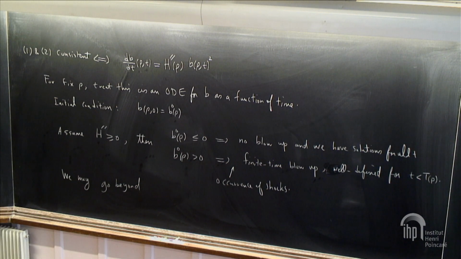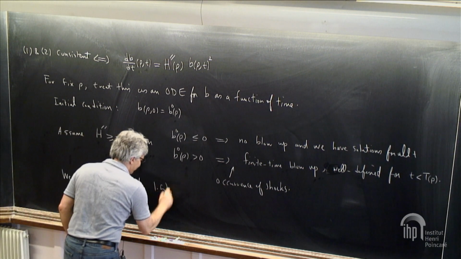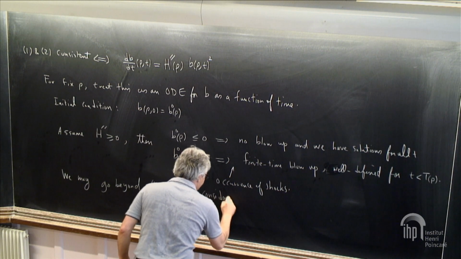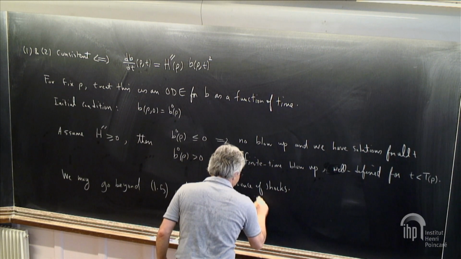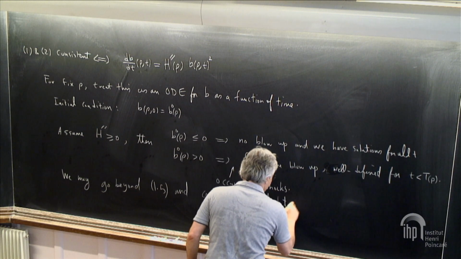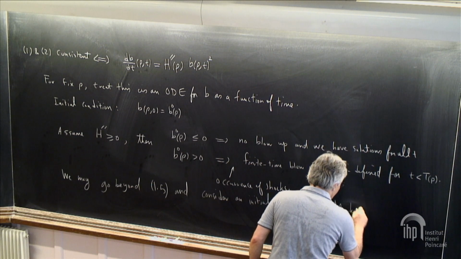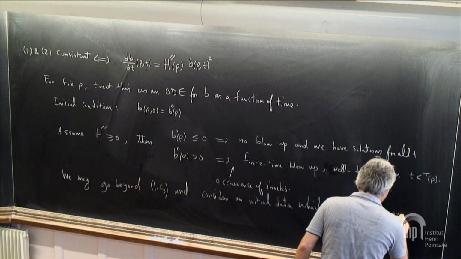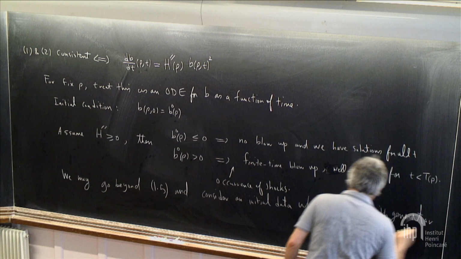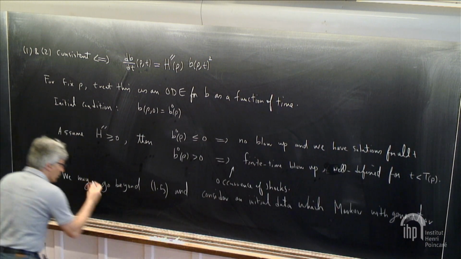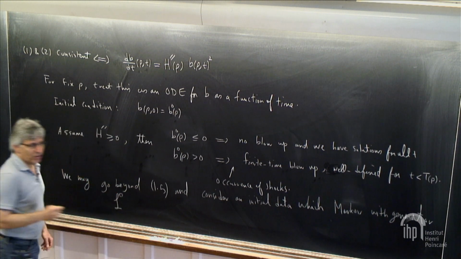let me call this 2. Well, this is 2, so this is 1.5 perhaps. May go beyond 1.5 and consider an initial data which is Markov with generator. So now rho 0, so the generator I denote by L0.